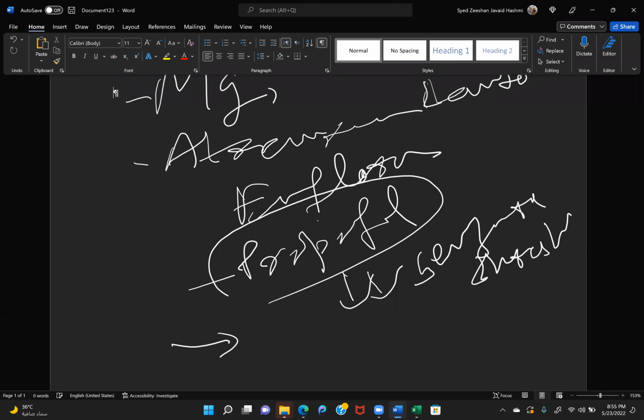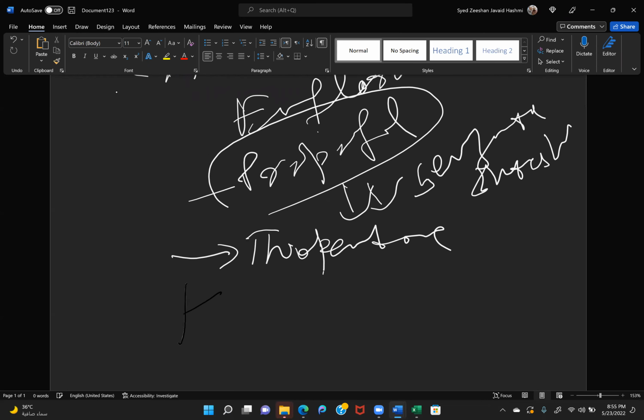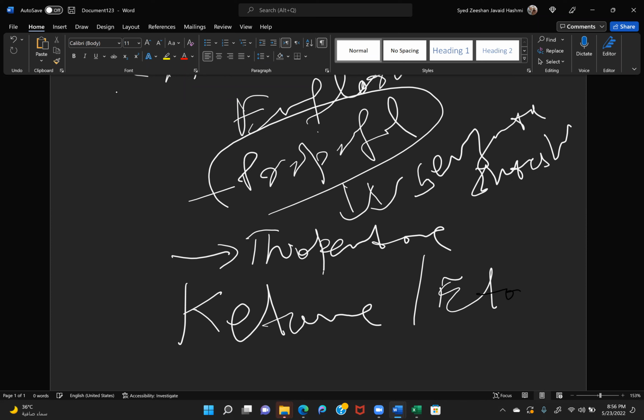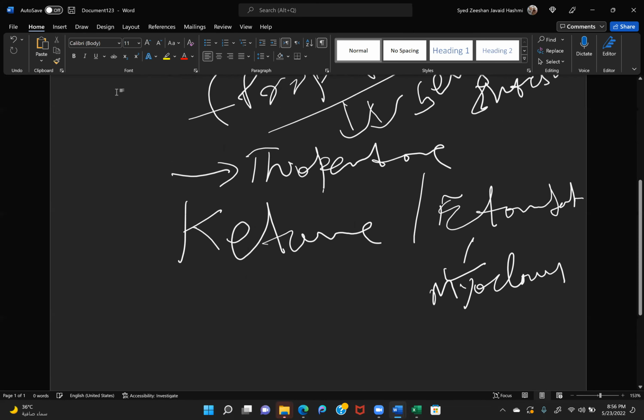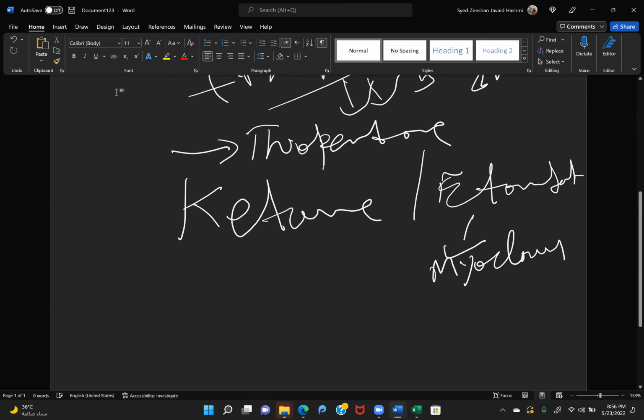So the best medication is thiopentone. What about ketamine? Ketamine is also not recommended. Etomidate, avoid it, as it is associated with myoclonus. Okay. But it can cause fits-like activity. So what else?